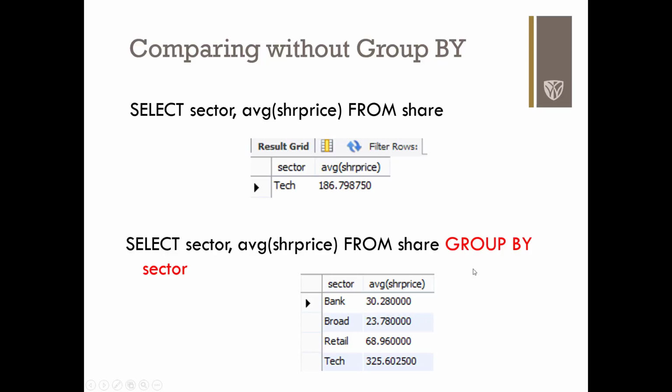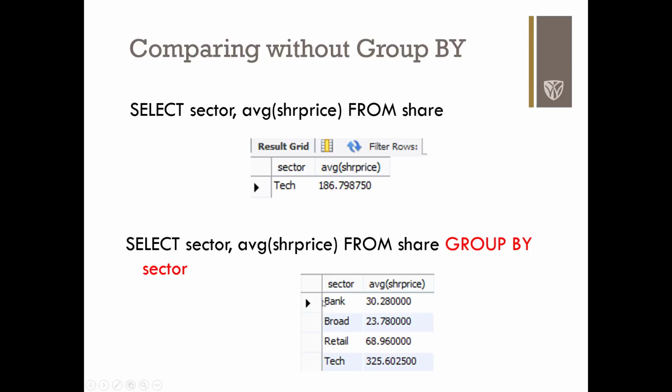With our second SQL query, we've got select sector, average share price from share. Now we're adding in group by sector. And you can see in this case, it's showing the sector name and the average share price for all of the shares within that sector. So if we have 2 shares in the sector, it'll give the average price of the 2 of them. So notice the difference between these two responses.